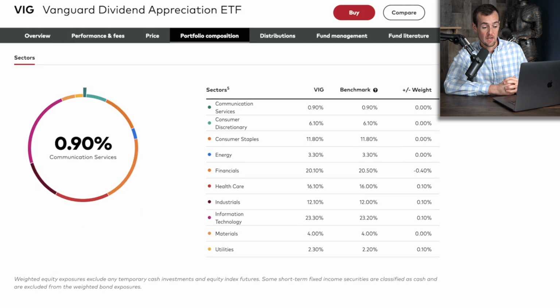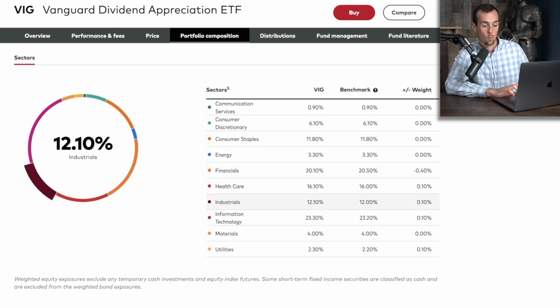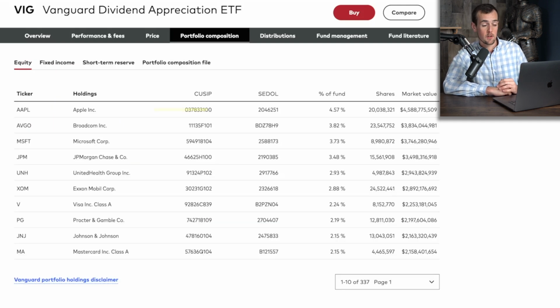In terms of the largest sectors represented, it's going to be information technology as the largest component at 23.3%, followed by financials at 20.1%. Then we have healthcare at 16.1%, and then industrials at 12.1%, consumer staples at 11.8%, and so forth. So you have a lot of money going into information technology, but not necessarily as much as we saw looking at some of those growth funds earlier. Taking a look here at the holding details, the largest component here is Apple at 4.57%. Then we have Broadcom, Microsoft, JP Morgan Chase, United Health, ExxonMobil, Visa, Procter & Gamble, Johnson & Johnson, MasterCard, etc.